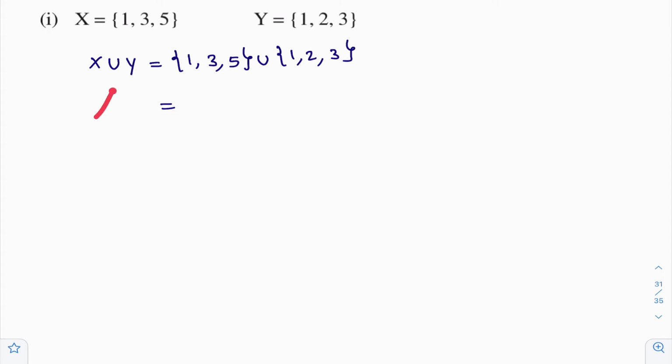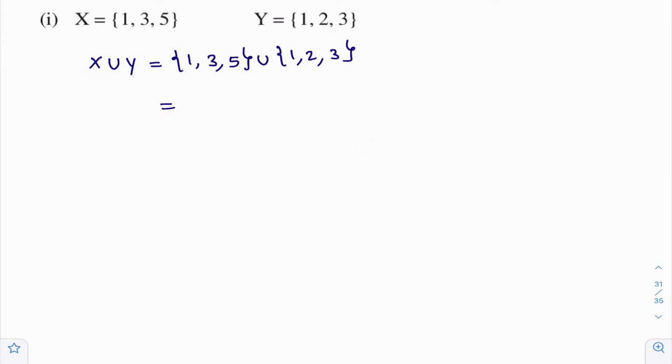The elements which are present in X come to X union Y. The elements which are present in Y come to X union Y. The elements which are present in both also come in X union Y. What we learned: A union B means all the elements present in A, present in B, or present in both.